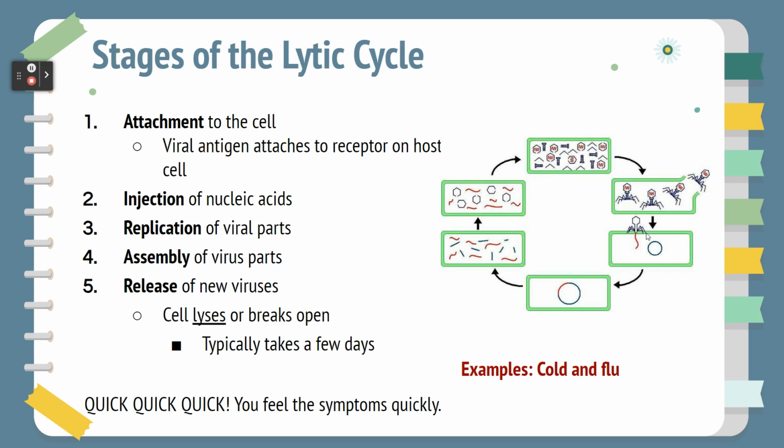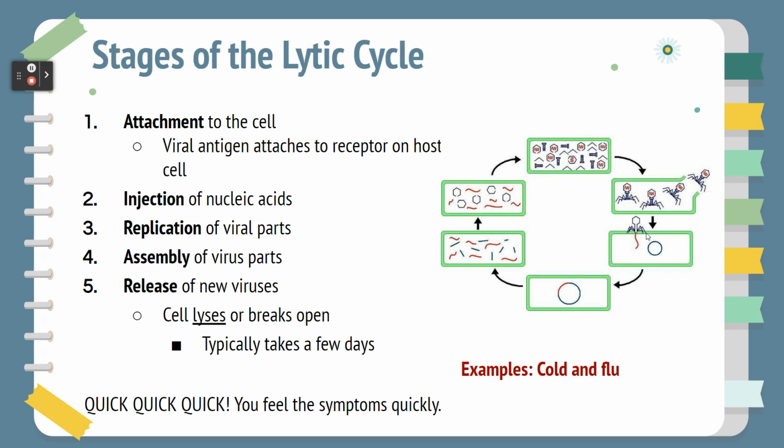One crucial aspect to note about the lytic cycle is that symptoms of infection occur very rapidly. This is quick, quick, quick. This is because the host cells are destroyed and a significant number of new viruses are released in a very short period of time. Examples of lytic viruses are the common cold and flu.